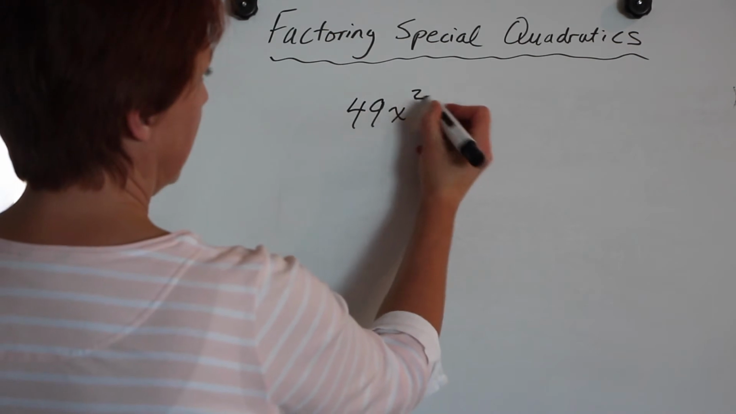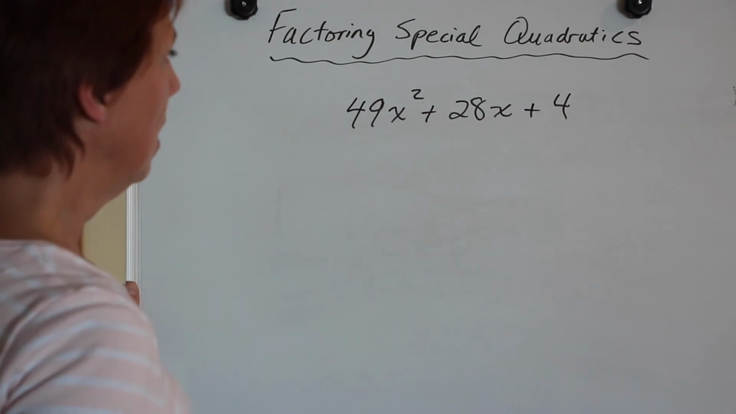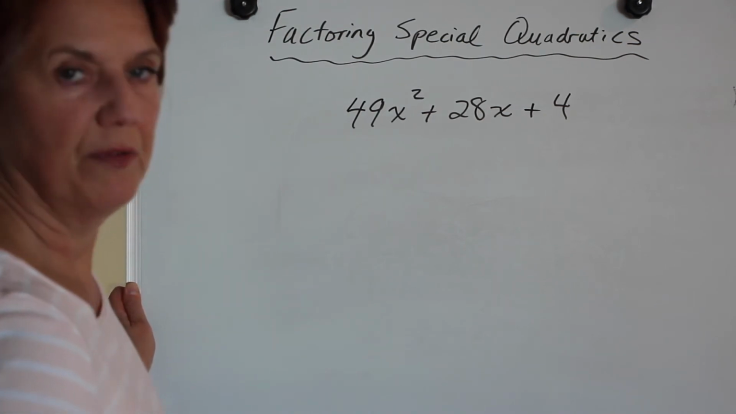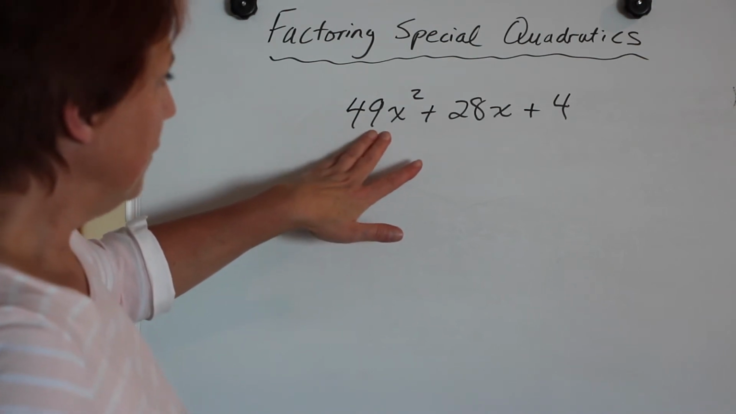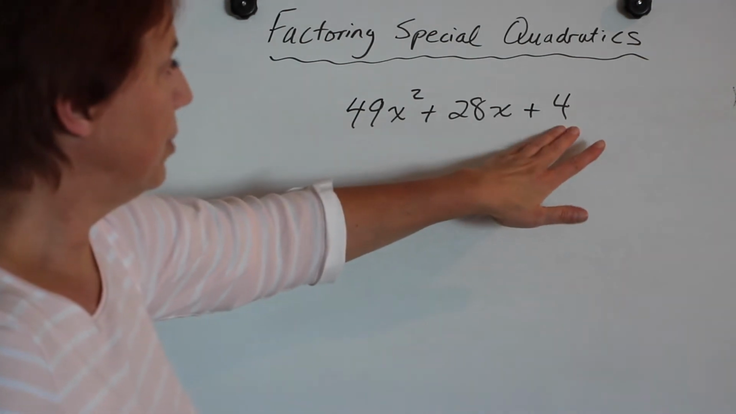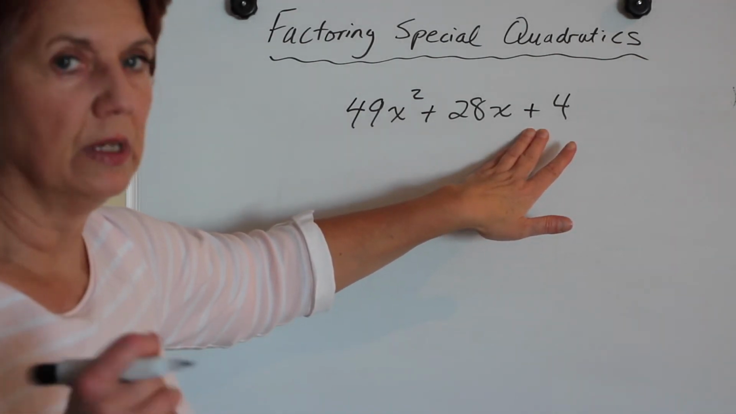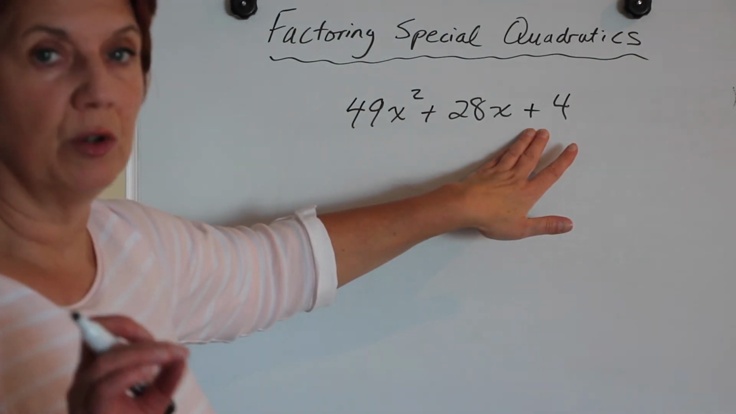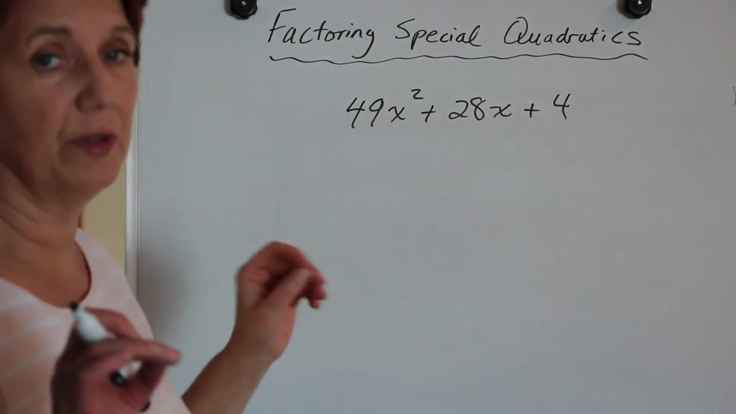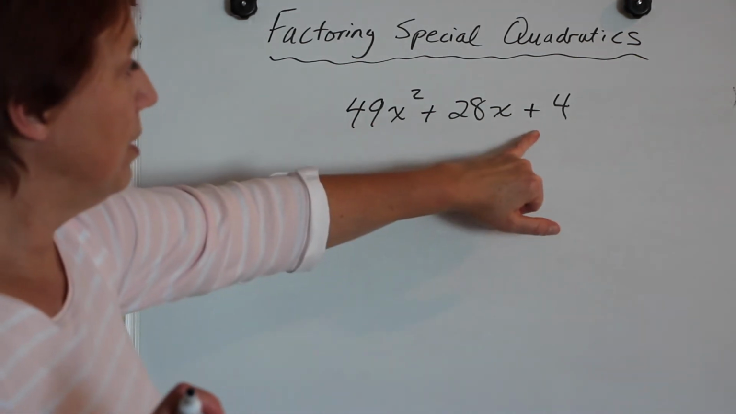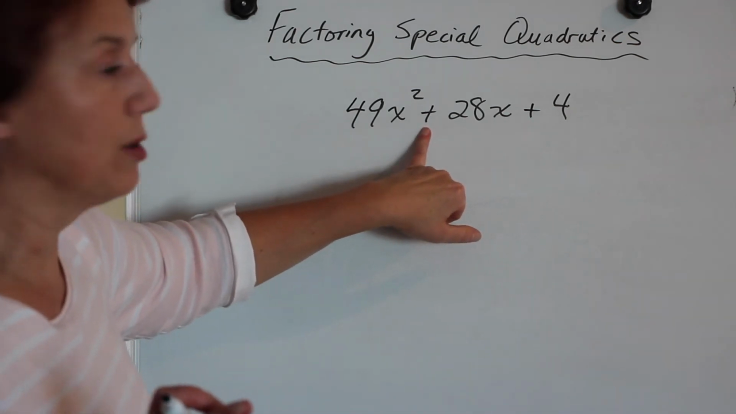49x squared plus 28x plus 4. Okay, so the way that we recognize a perfect square trinomial is to identify the fact that there's a perfect square here, and a perfect square here, and a plus here. Now, this was the subject of another video, a couple of videos ago, in which I showed you how to recognize the possibility of a perfect square trinomial. This is definitely possibly a perfect square trinomial. We also have to have a plus sign here or it doesn't work. This sign, it's irrelevant. It could be a minus or a plus.